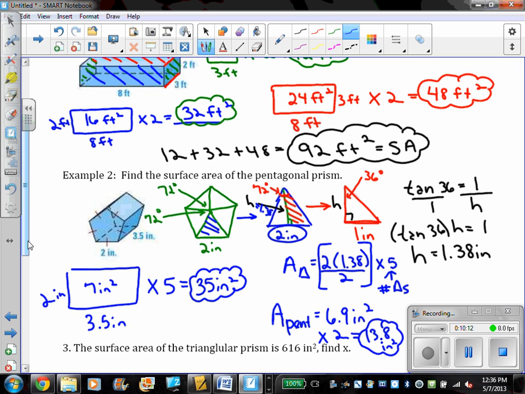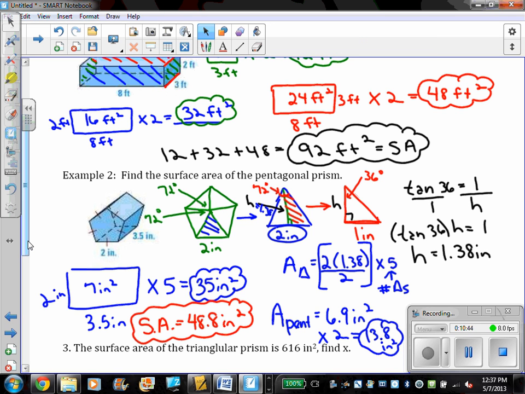So, what we have here, one cloud is the area of all the faces going around the figure, and then this other cloud is the pentagons front and back. So if I go 13.8 plus the 35, we're getting an entire surface area, and I'll do it in red down here. Surface area equals 48.8 inches squared. So we're really putting a lot of math that we've learned over there into one space here.